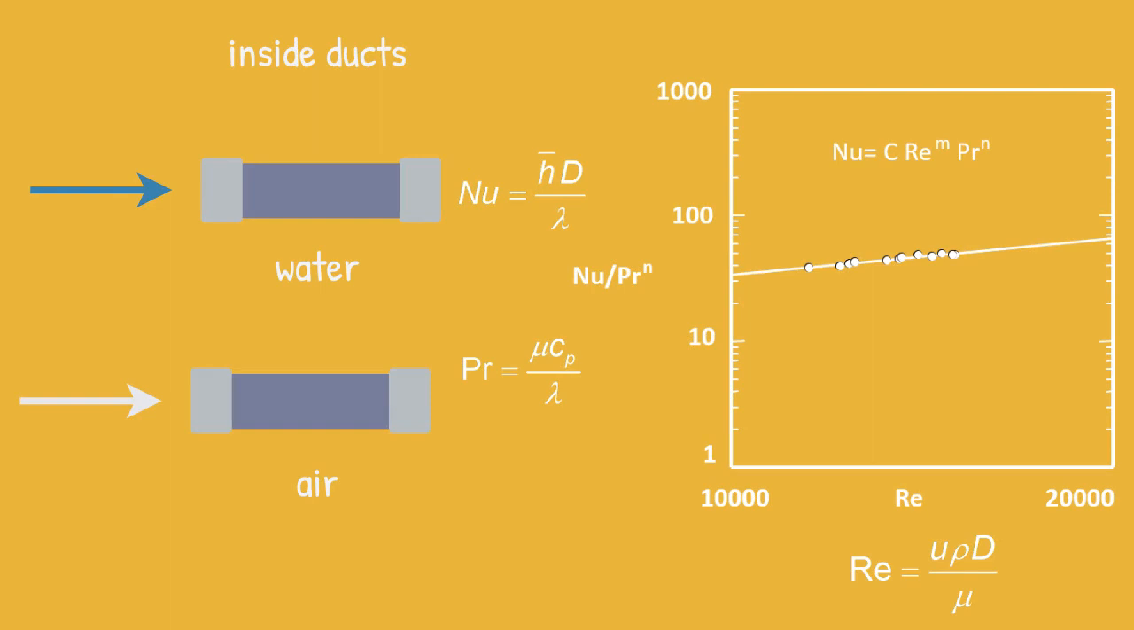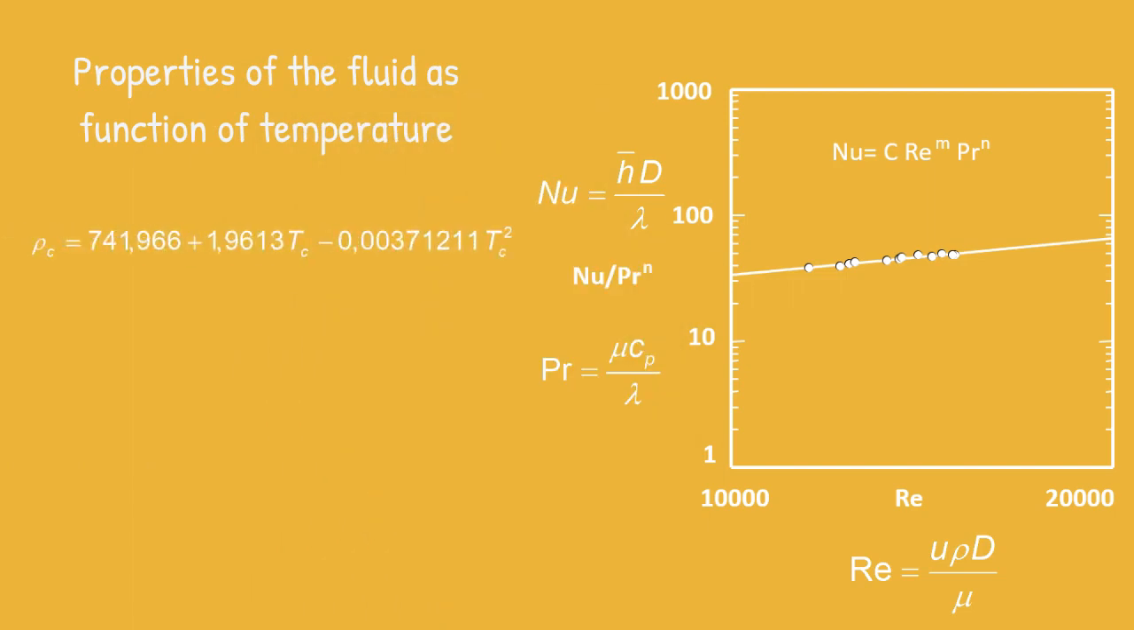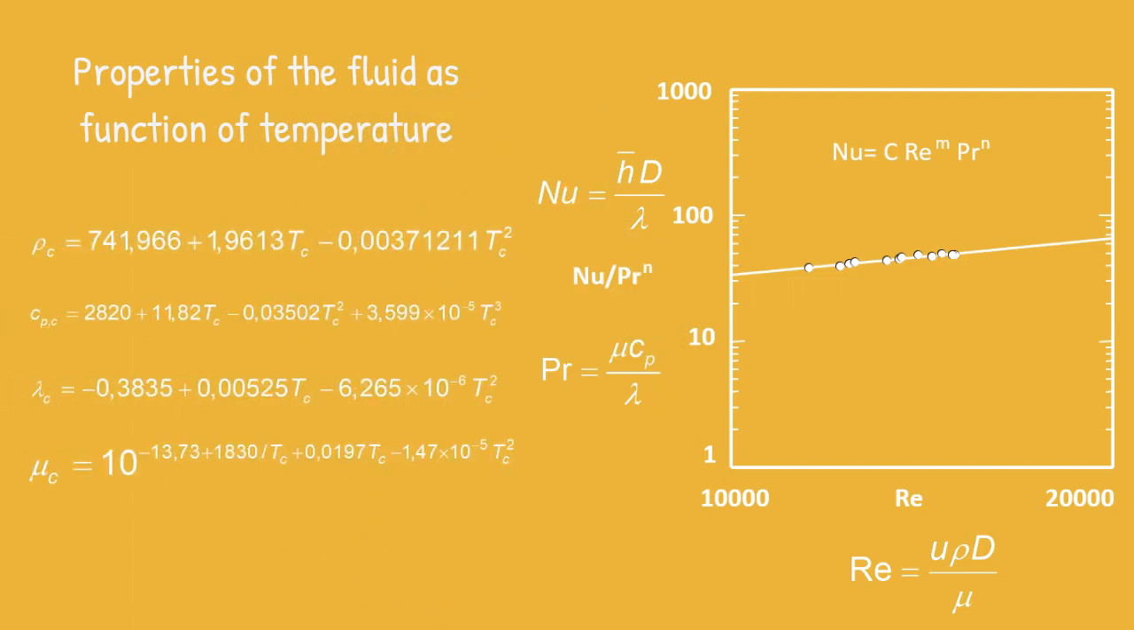To get a single correlation or formula valid for all fluids within a range of properties, the Nusselt number is divided by the Prandtl number raised to a certain power. This formula, however, will depend on the type of convection, flow regime, geometry, etc., giving rise to a family of formulas. Another important aspect in the formulas to find the Nusselt number is the temperature at which the properties of the fluid are calculated, since they change with temperature.